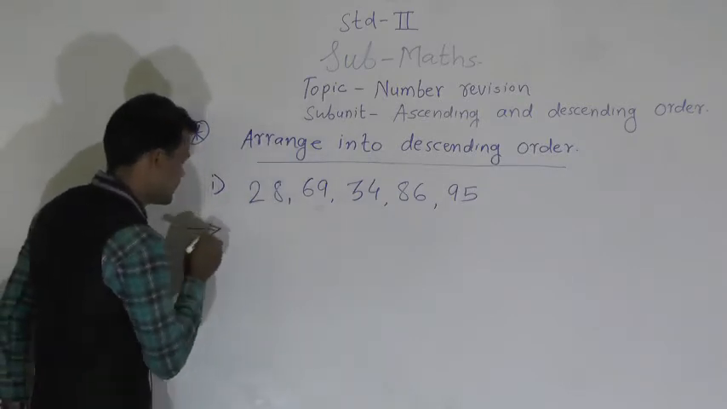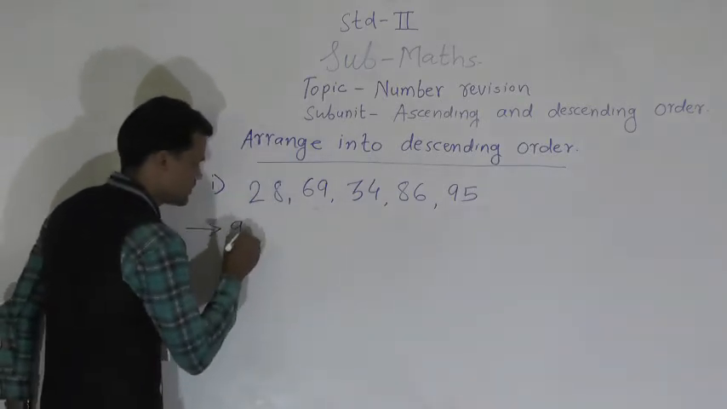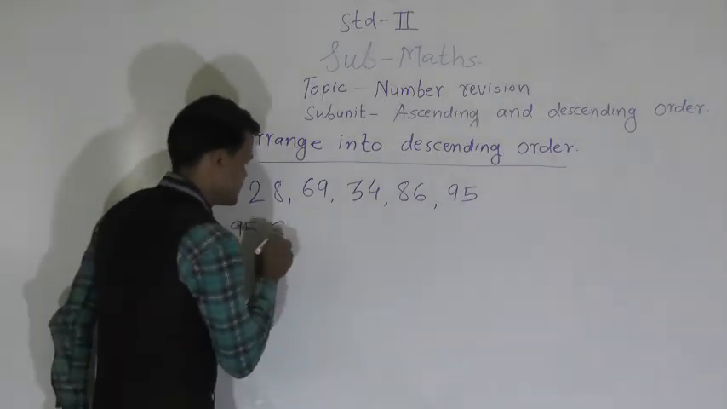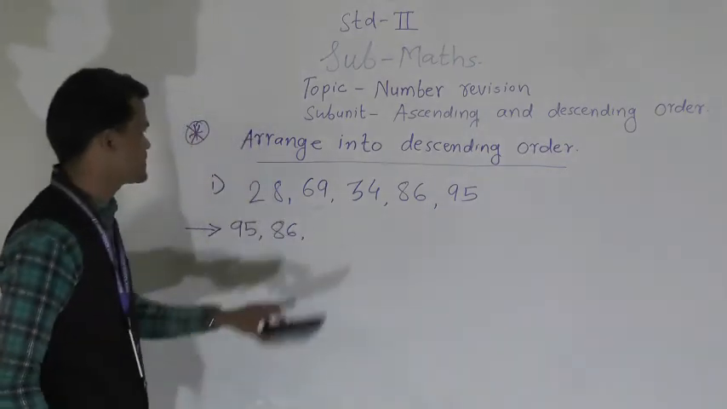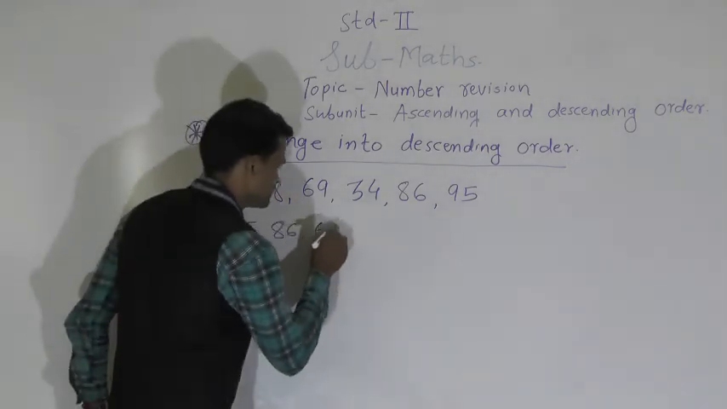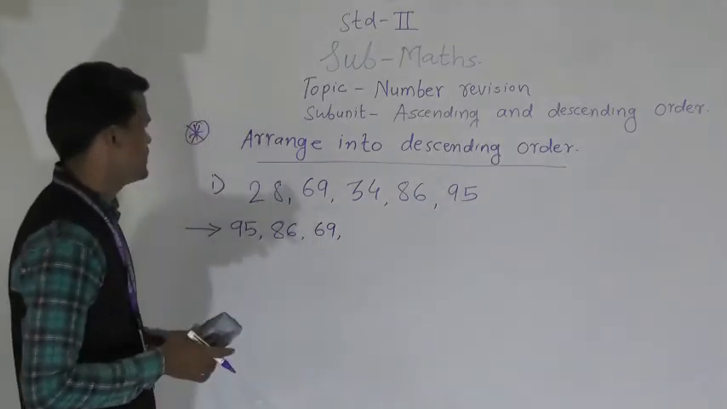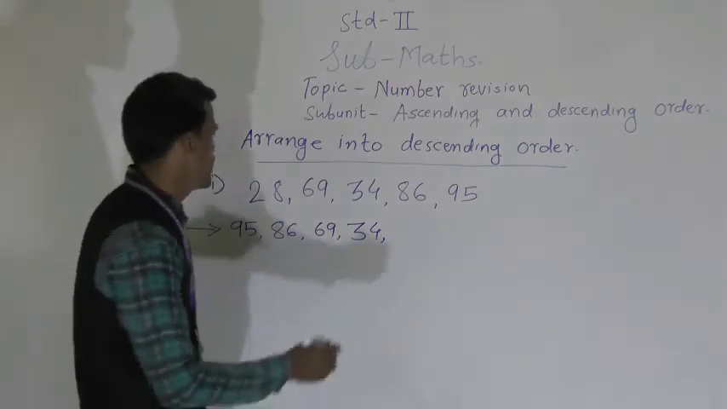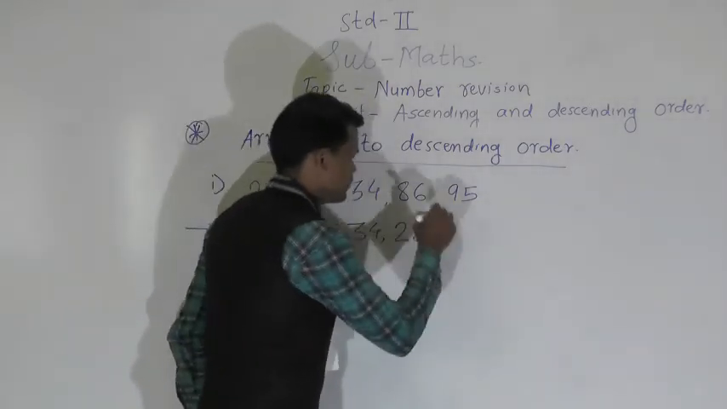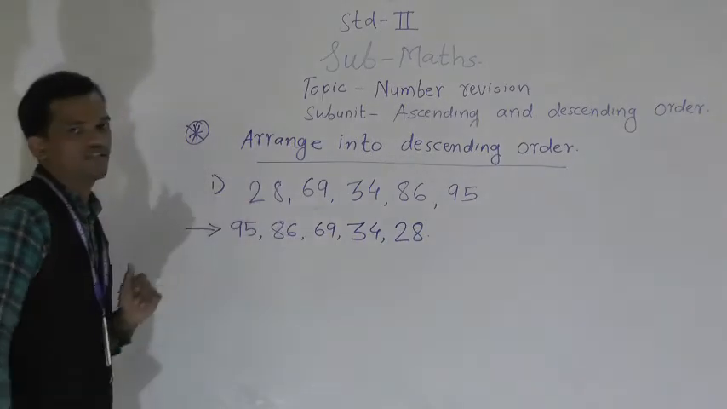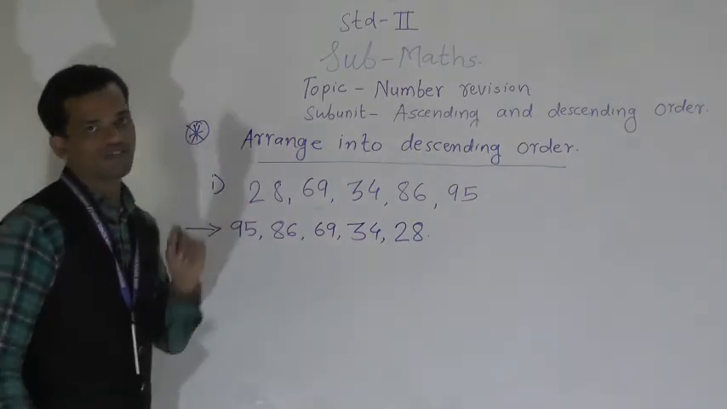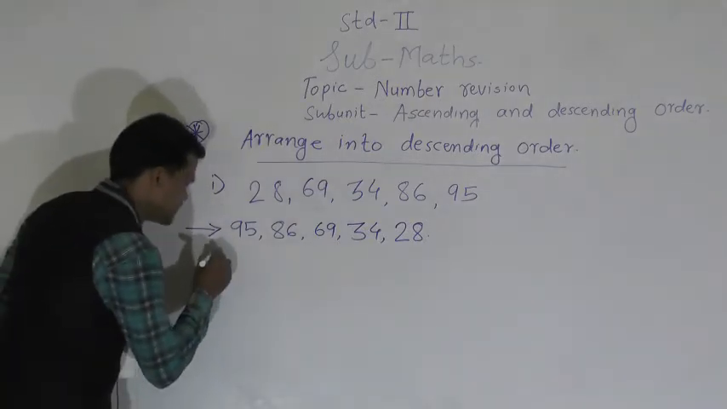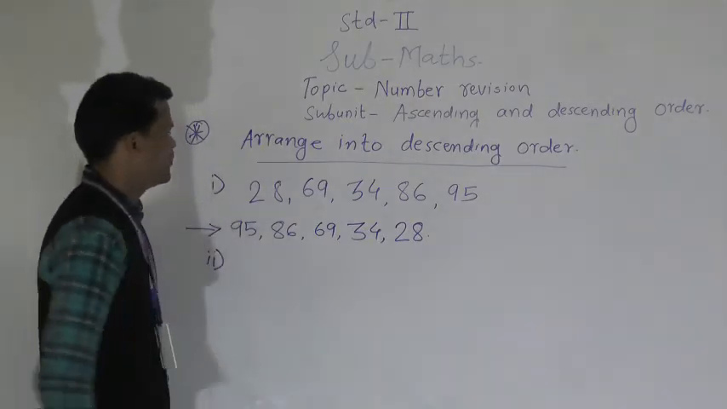So write that number at first position, 95, then the smaller number than 95, 86, then smaller than 86, 69, then smaller than 69, 34, and smaller than 34, 28. So this is the descending order of the given numbers. Now one more example we will see here.